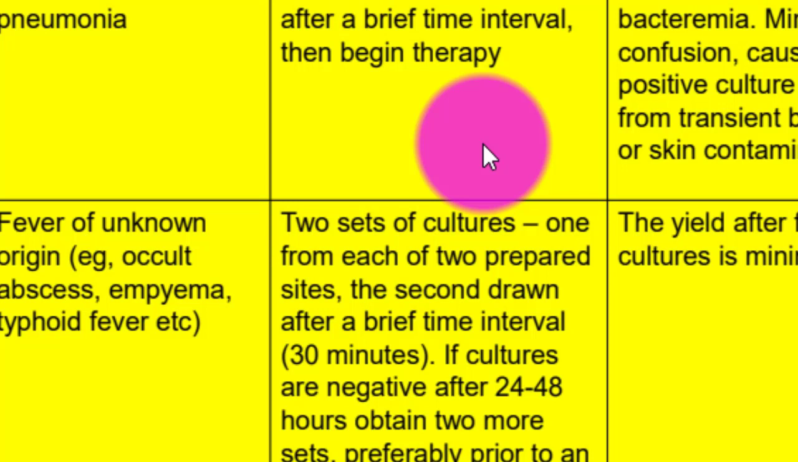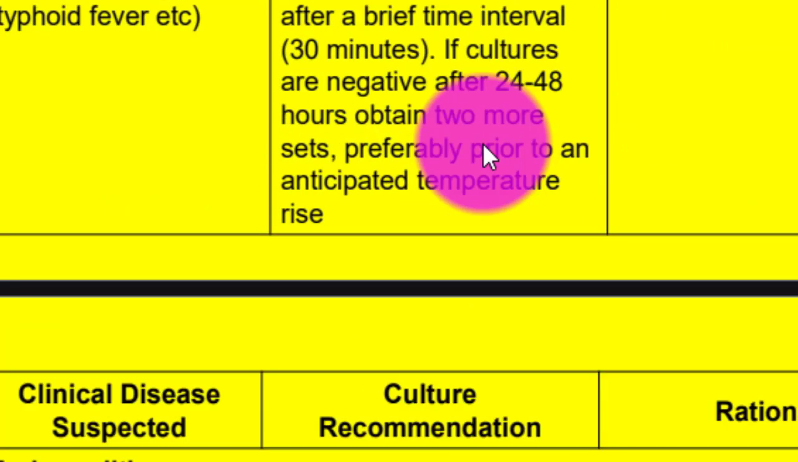Assure sufficient sampling in cases of intermittent or low-level bacteremia. Minimize the confusion caused by a positive culture resulting from transient bacteremia or skin contamination. Fever of unknown origin, occult abscesses, empyema, typhoid fever: 2 sets of culture, 1 from each of 2 prepared sites. The second is drawn after a brief time interval, 30 minutes.